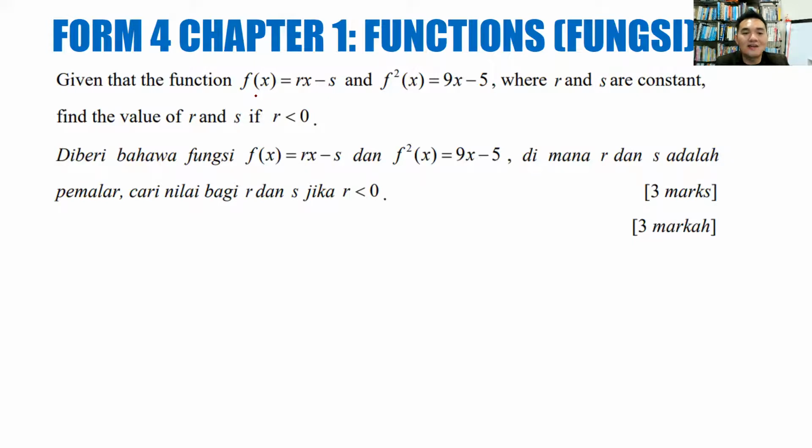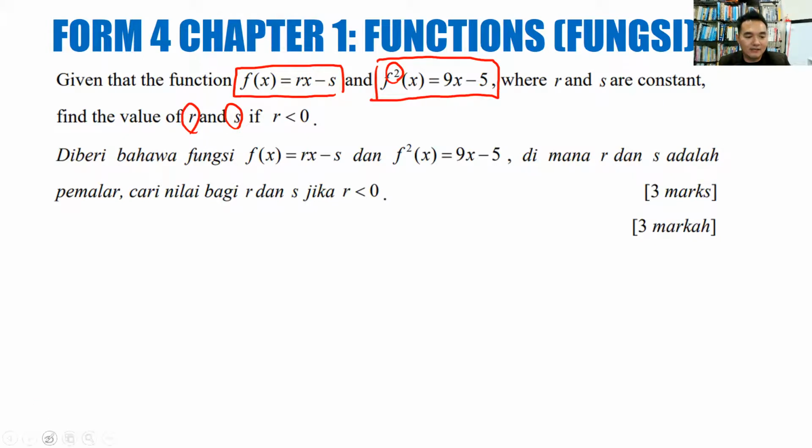They say, given that the function f(x) equals rx minus s, right? And they give you ff(x), this is not a square, this is a composite function. Given ff(x) equals 9x minus 5, where r and s are constants, right? Find the value of r and also s as well, if r is less than 0. So how do I start?